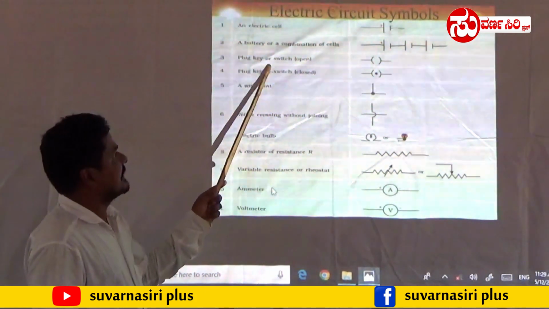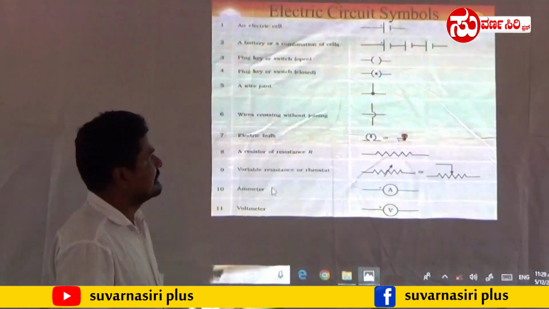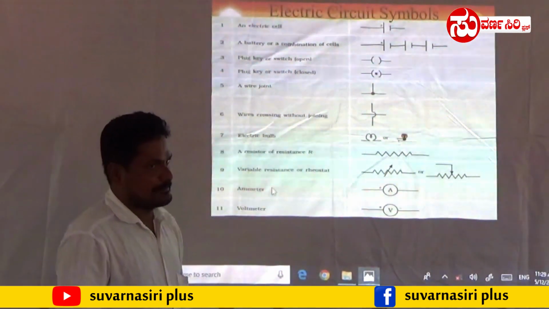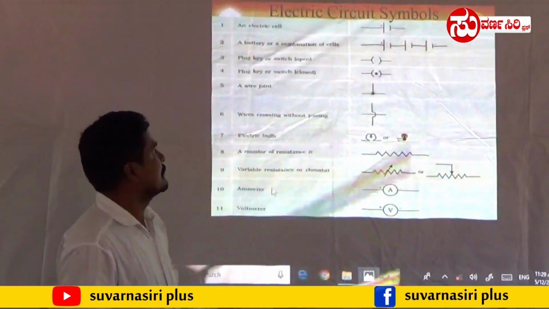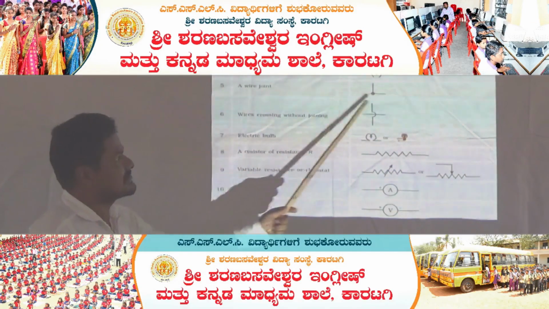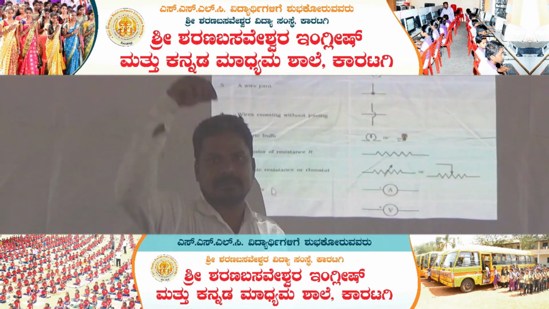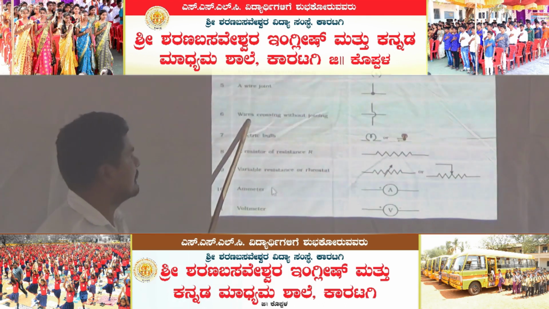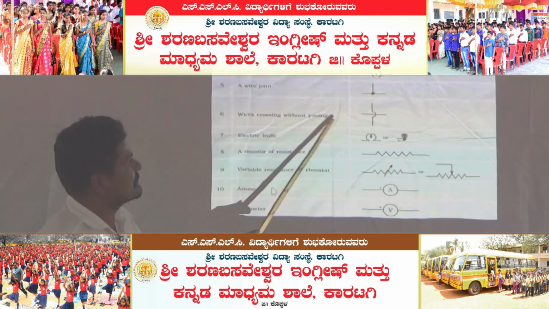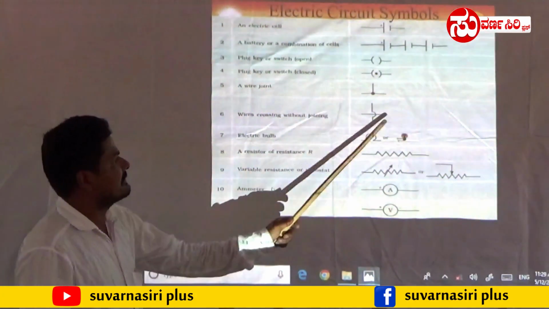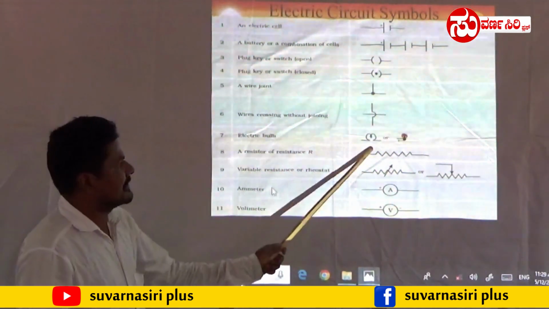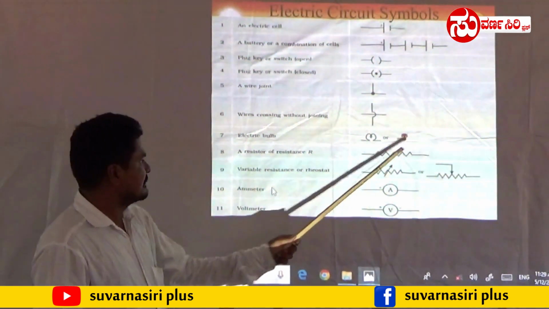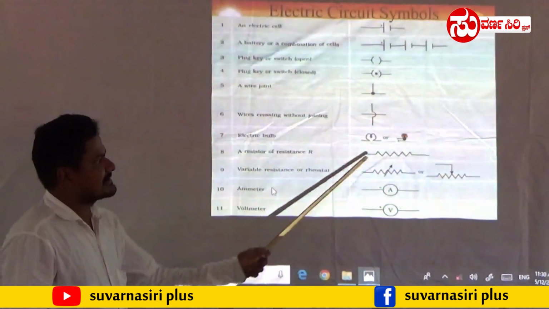And next, the plug key or switch open. Here the open switch is there. And next is the closed switch. And next, wire joint. If two wires are connected, these two are a wire joint, and next, wires without joint. So there is no joint of wires. And next, the electric bulb, it is denoted by this symbol, and electric resistance.